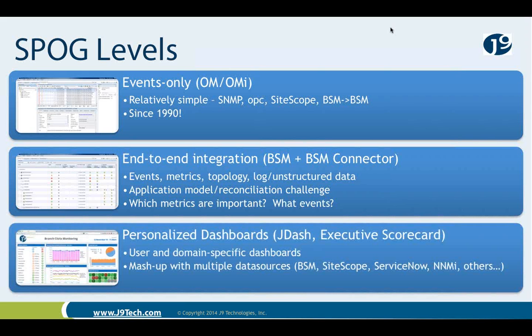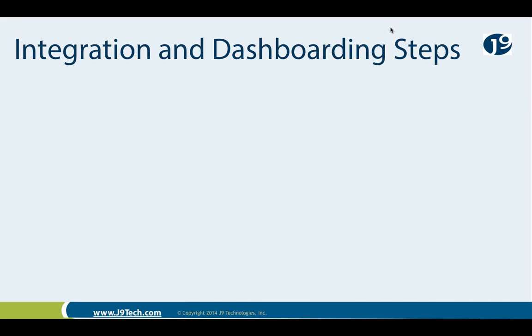And then the last level, I kind of call it a simpler way to get to a single pane of glass without the deep level integration, is putting a dashboard on top. We have a product called JDash. The HP Executive Scorecard does this to some extent. But the idea behind this is to be able to take a mashup of multiple data sources, whether BSM, SiteScope, ServiceNow, N&M, and pull all those various sources into a single pane without the back-end integration of all those as well. So we'll go into that a little bit more later in the presentation.